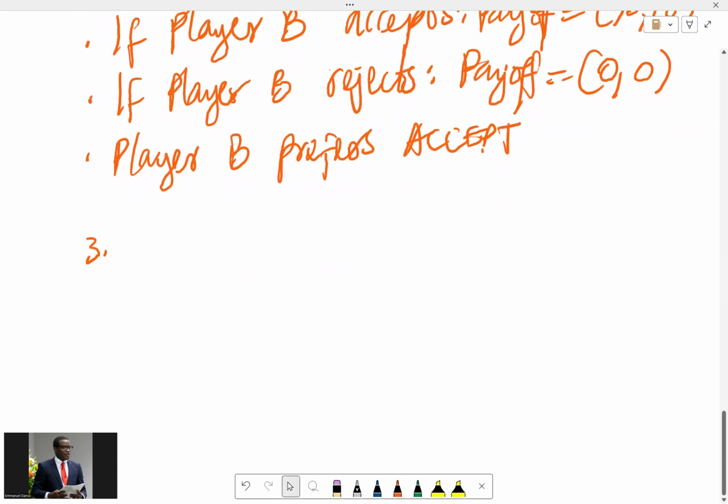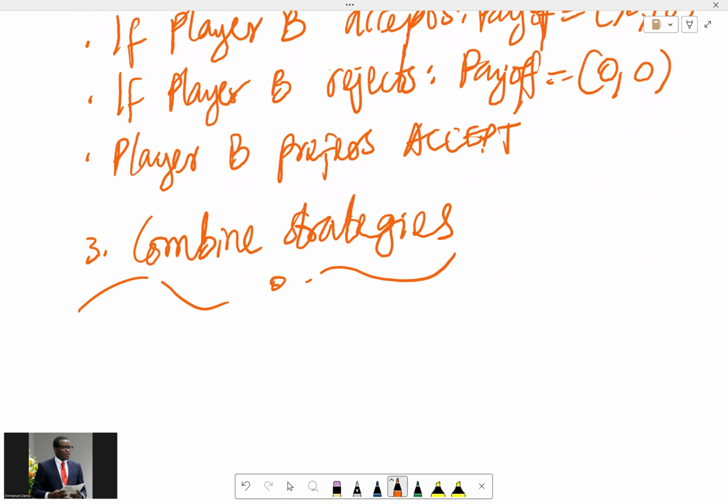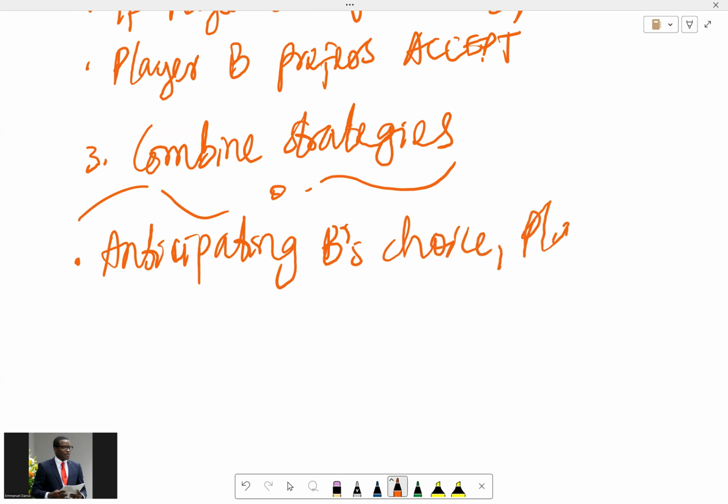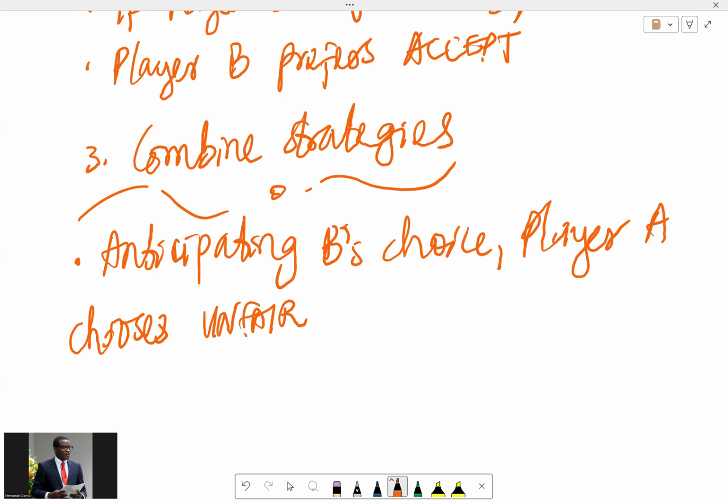So the third step is to now combine the strategies, anticipating B's choice. Player A chooses unfair because player A already knows that player B would prefer to go home with $10 than to get nothing. Instead of playing fair, player A would play unfair because he can already preempt that player B won't mind going home with $10 instead of $0. So player A chooses unfair for a payoff of 90-10, having preempted what player B might do.